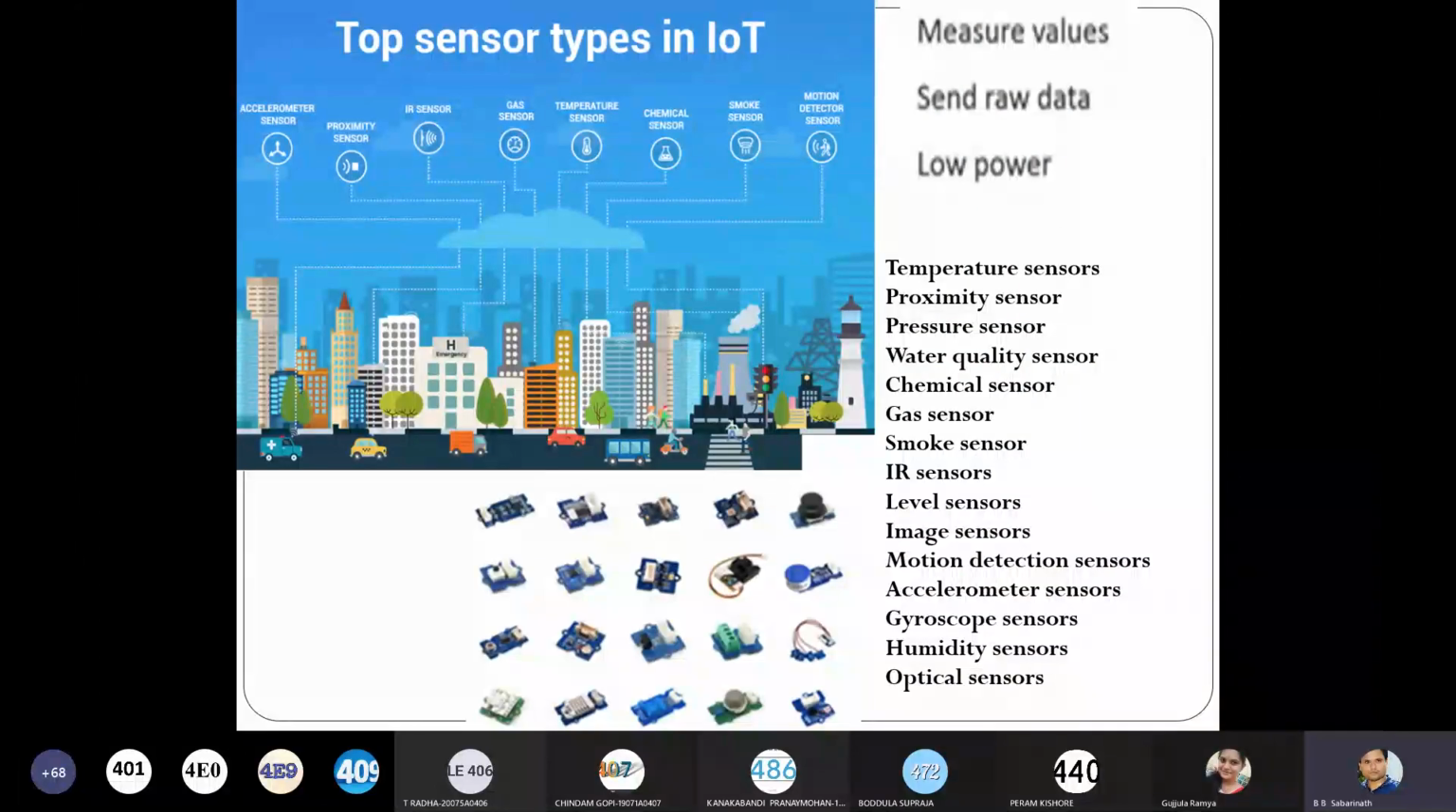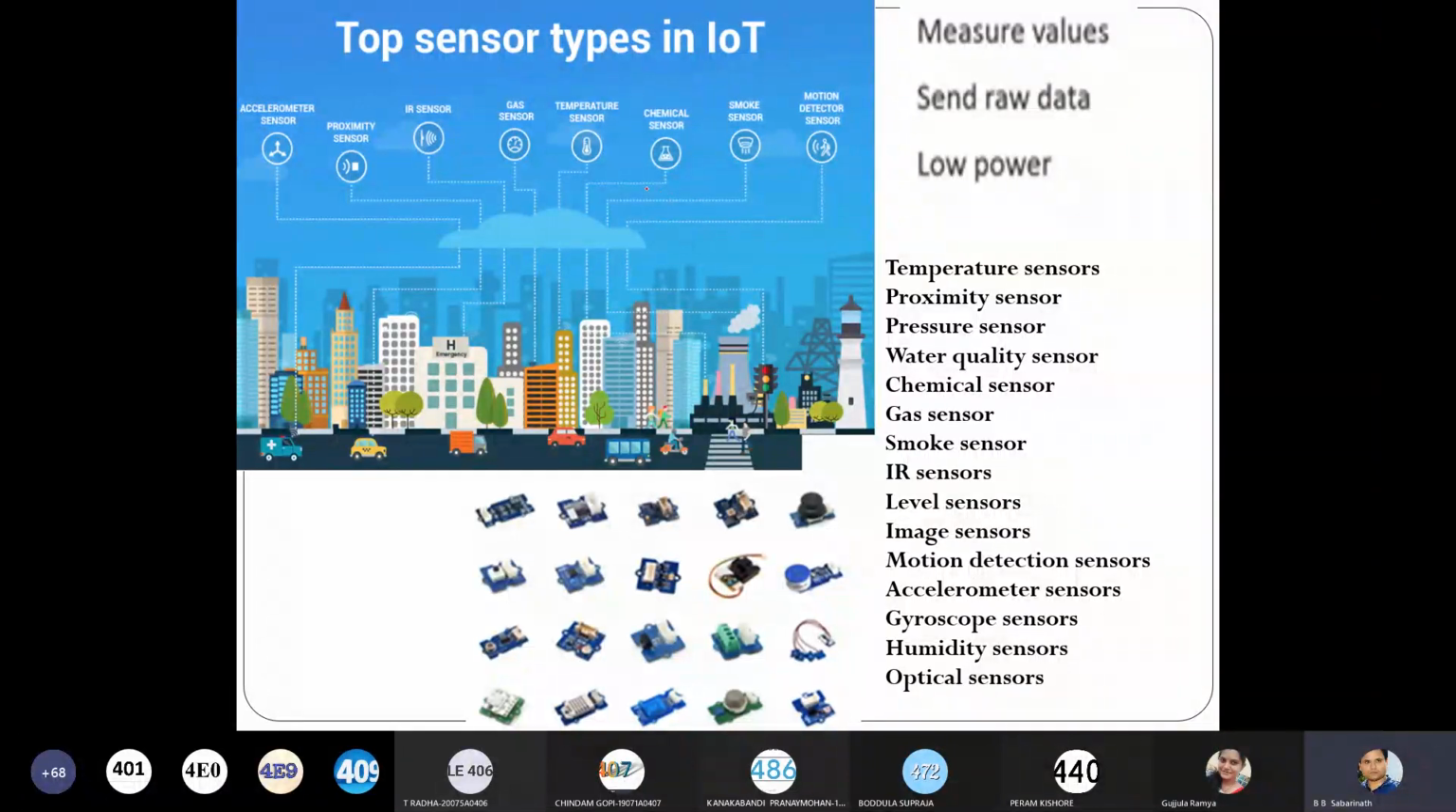Okay, so these are the different sensors. This is some statistics they have given. These are the different kinds of sensors we are using nowadays. For example, we may think of this picture as a smart city.